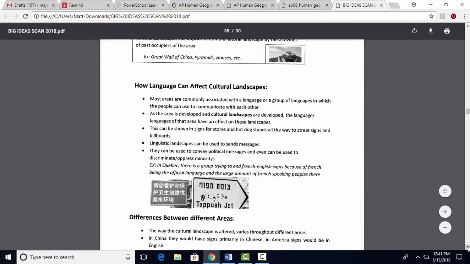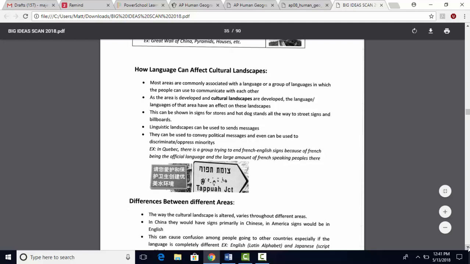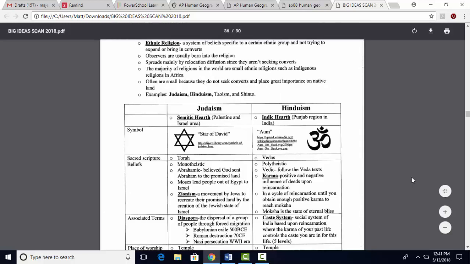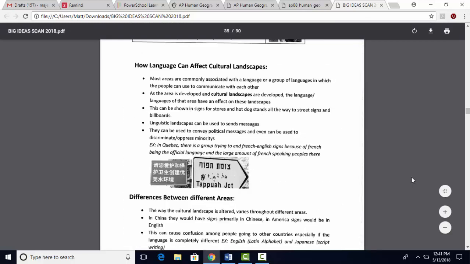All right. Differences between different areas is pretty clear as well. Oops, I just jumped way ahead. Sorry. What is going on?